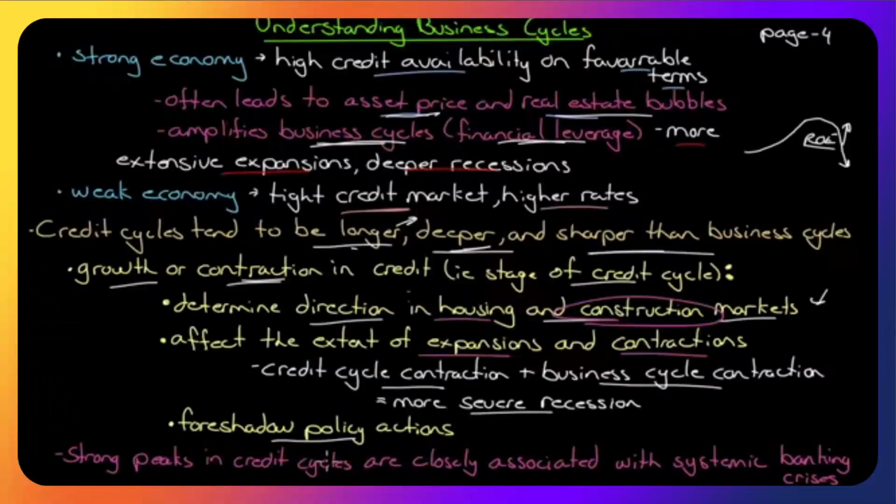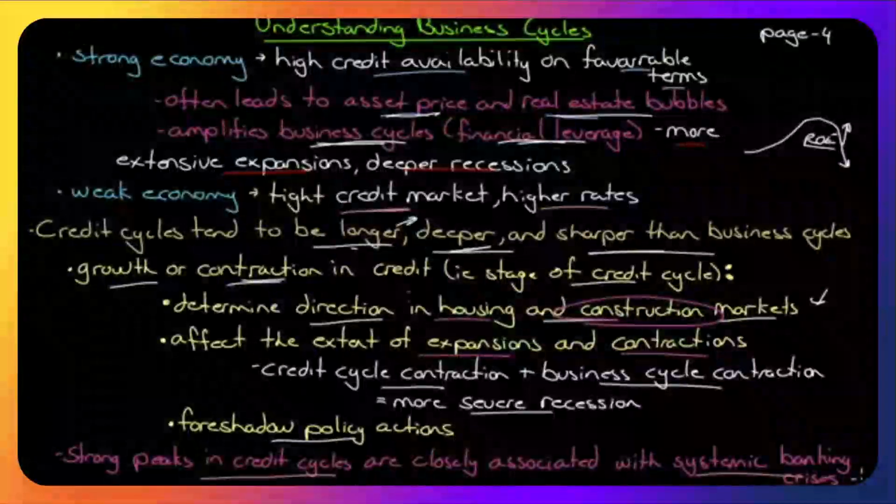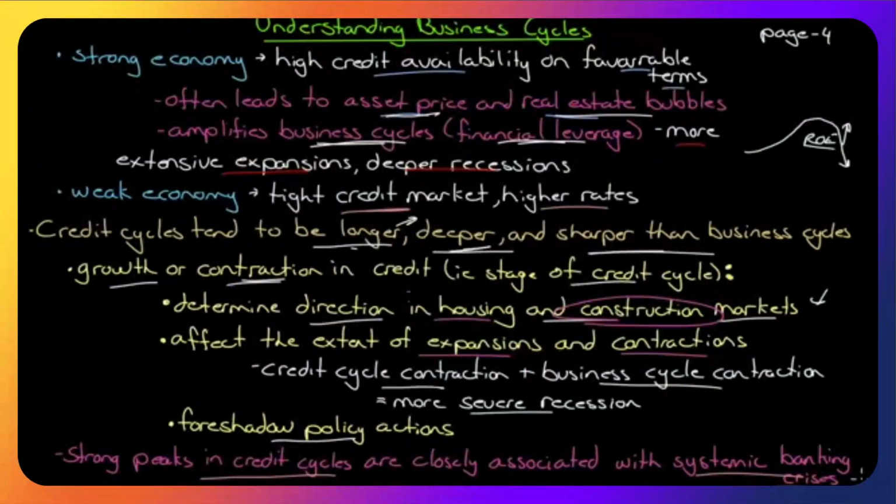Strong peaks in credit cycles are closely associated with systemic banking crisis. So when we see credit expand way too much, very strong peaks in credit cycles, there is looming possibility or high probability of some kind of banking crisis on the horizon.